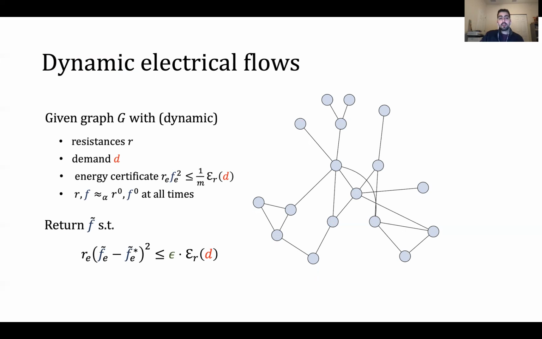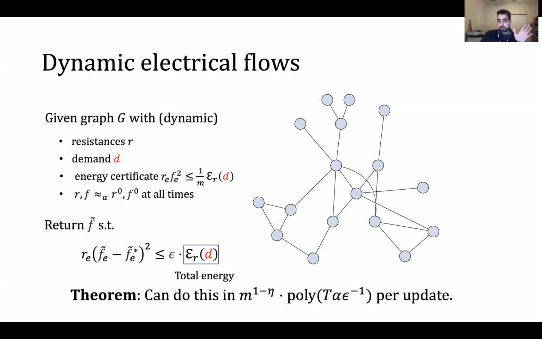And we would like to return a flow such that the error of this flow on this edge is at most epsilon times the energy. The way we measure the error is by the energy of the difference between our flow and the optimal flow. So this is the problem we would like to solve. And in fact, we show that we can do this in sublinear time as long as the various problem parameters are small enough.